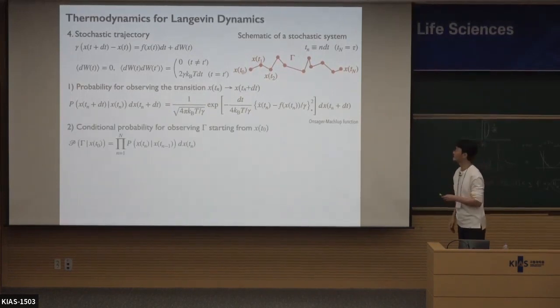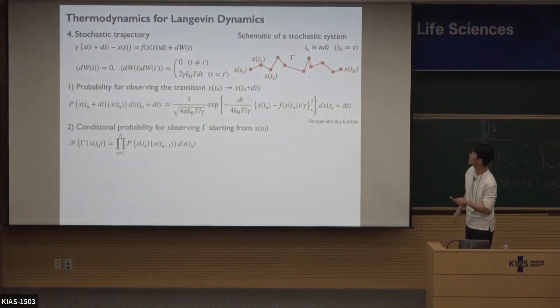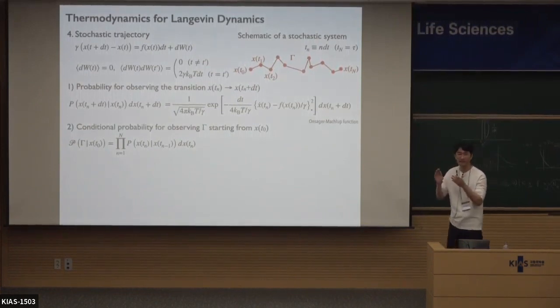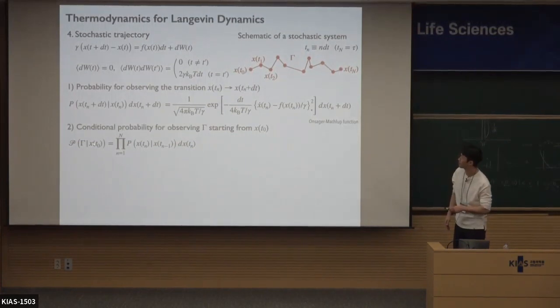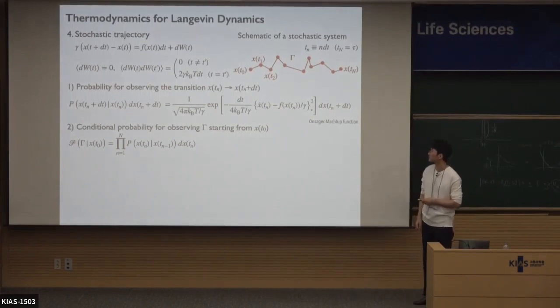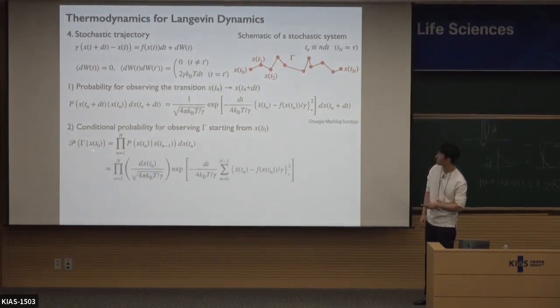And now, let's calculate the probability for observing this whole trajectory. Each segment is determined by each dW, right? Each different segment is determined by a different dW, and these dW are independent of each other. It means that the whole path probability is given by the multiplicative product of each segment probability, because they are independent. Each dW is an independent random variable. So now, by using this equation, we can write it in this way.